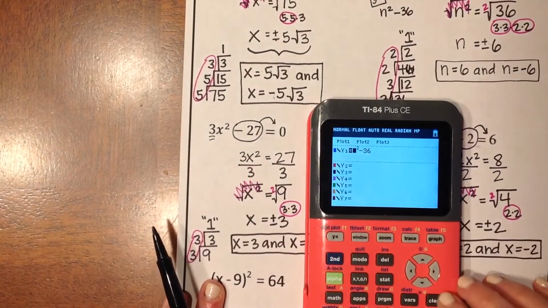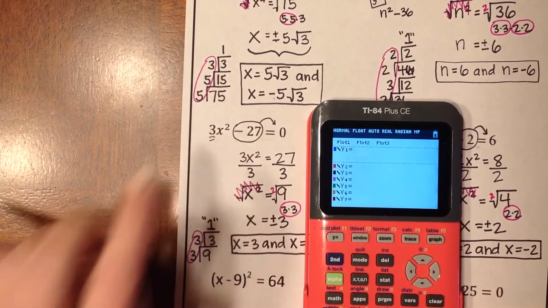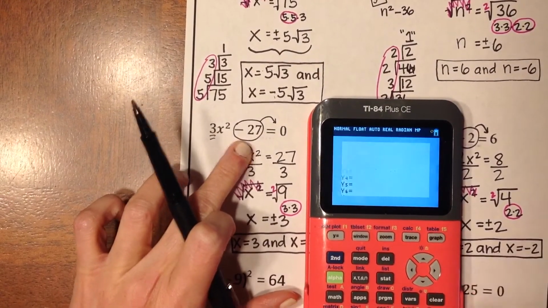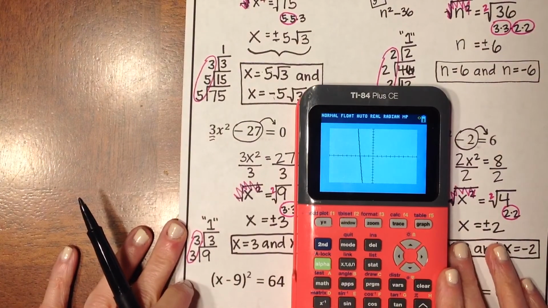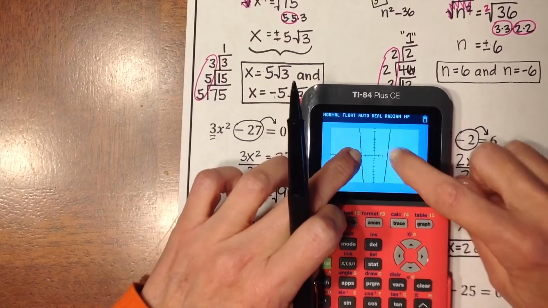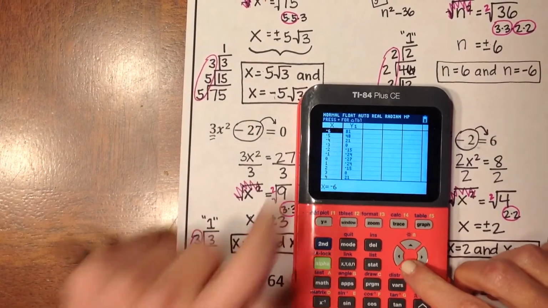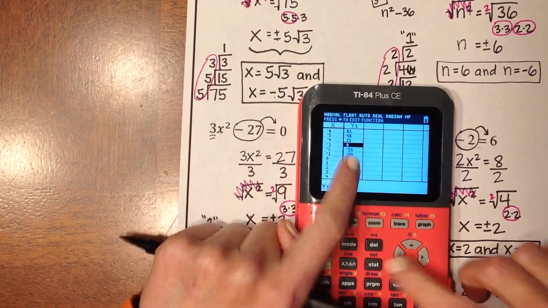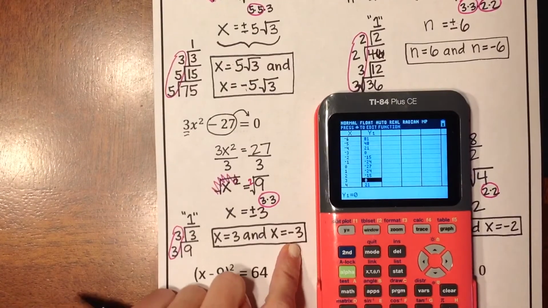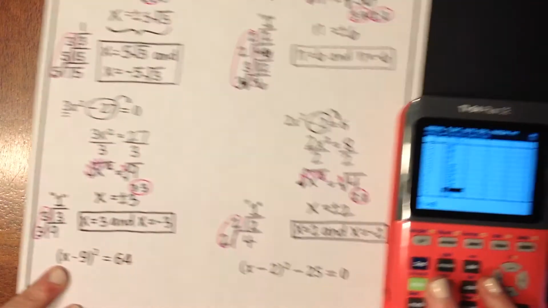All right, let's check the next one. Since it started off with all my terms on the same side, I can simply type in 3x squared minus 27 and hit graph. And again, I'm expecting 2 answers, one negative and one positive, and it appears they cross at 3 and negative 3, but I can check in my table. Negative 3 is a solution, and positive 3 is a solution. And look, we got 2 solutions, one at negative 3 and one at positive 3.